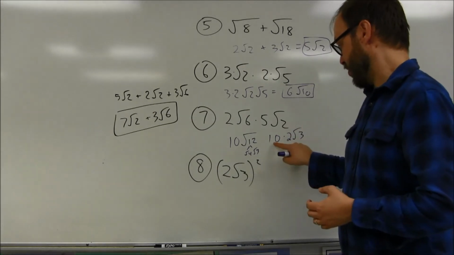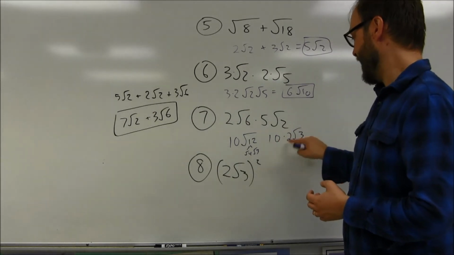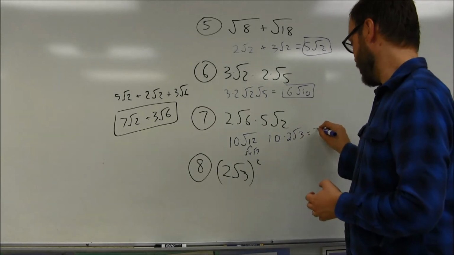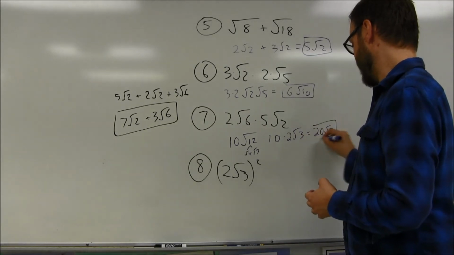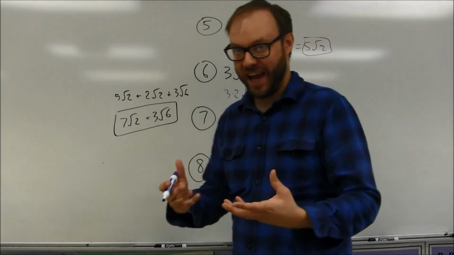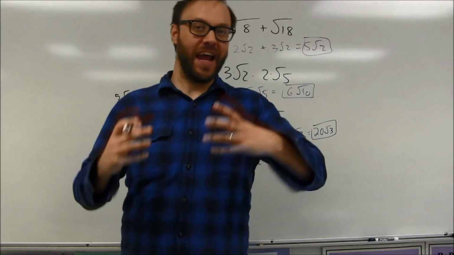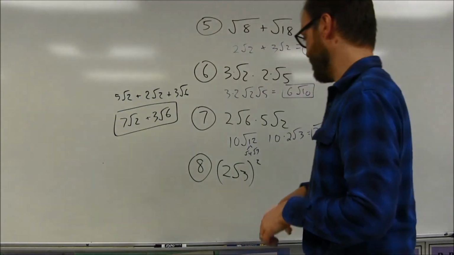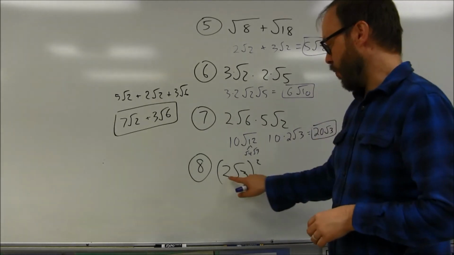And again, you can multiply your whole numbers together. Keep your radical as a radical. 20 radical 3 is going to be the simplified version. So do check. Your radical may break down more, and if it does, you're going to need to take care of that. All right? Final example here, squaring.